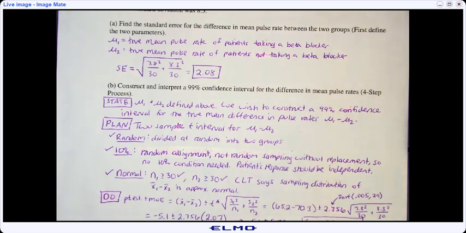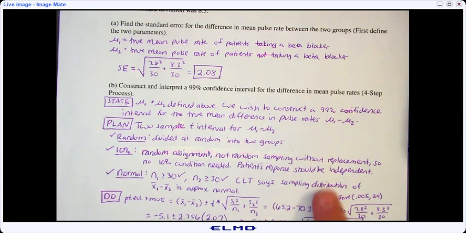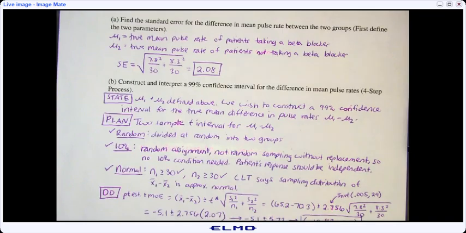For the plan step, I said it's a 2-sample t interval because we're using means for mean 1 minus mean 2. Random: they're divided at random into two groups, and so we're told that it's random. For the 10% condition, we actually don't have to check that because this isn't a situation where we are having a big group of people and we're pulling out 30 random people. We have 60 people and we're splitting them in half. So it's not a sampling without replacement situation, and the patients' responses should be independent from each other. What's happening with one patient shouldn't have anything to do with what happens with another patient.